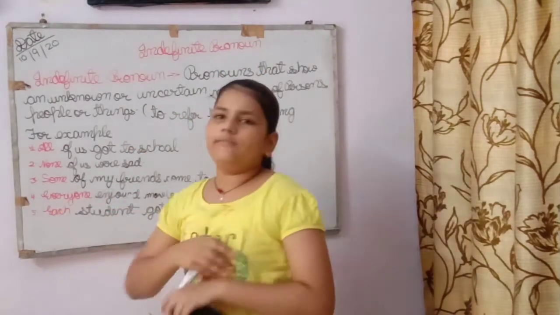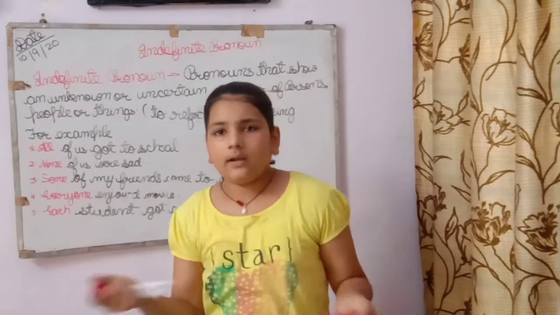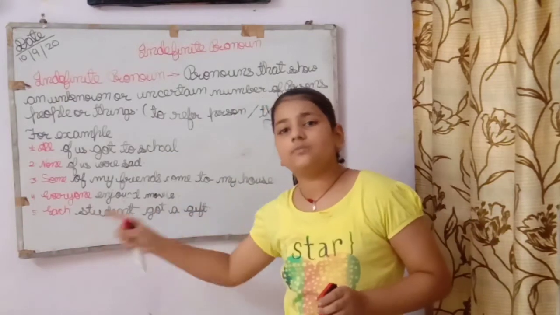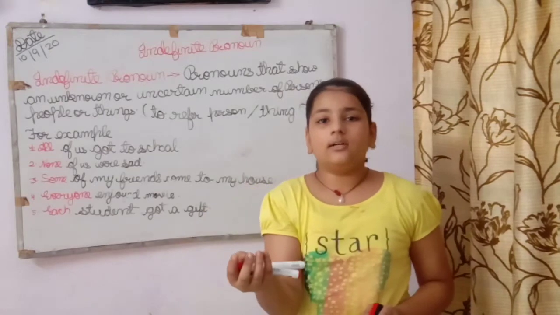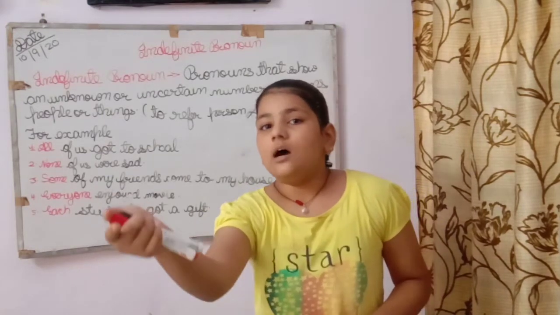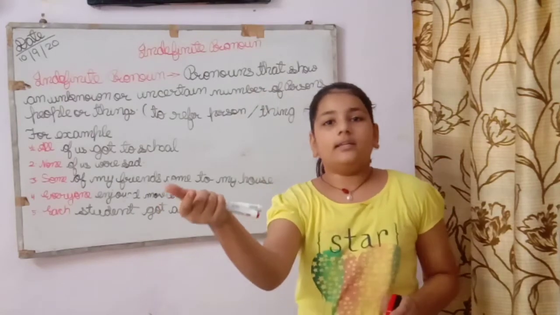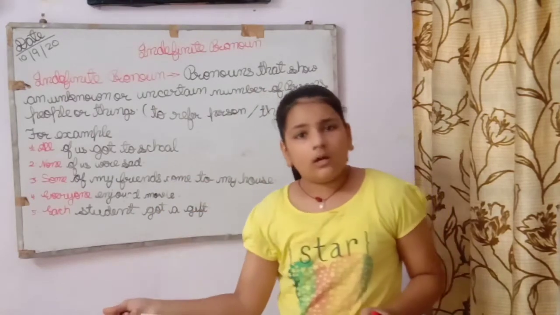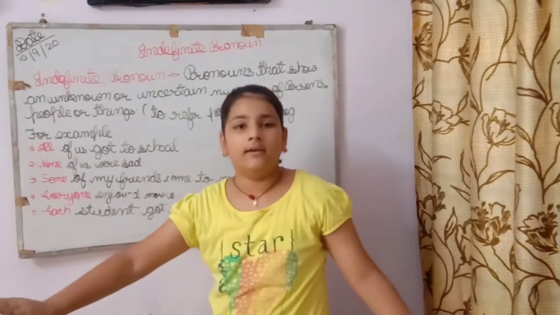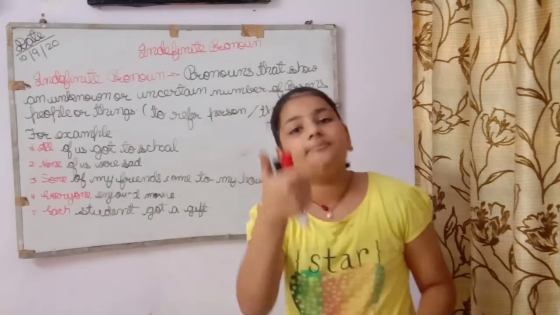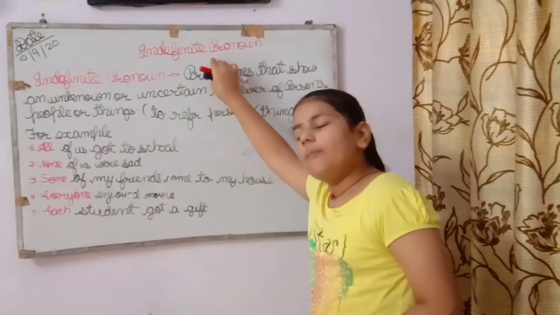Now everyone means all. Everyone means everybody. In this also we are not telling the particular. Shivalik is good in his handwriting, in his intelligence, in all. We are not telling about Shivalik, we are just telling about everyone. We are not telling the exact and particular. So the word everyone comes in indefinite pronoun.